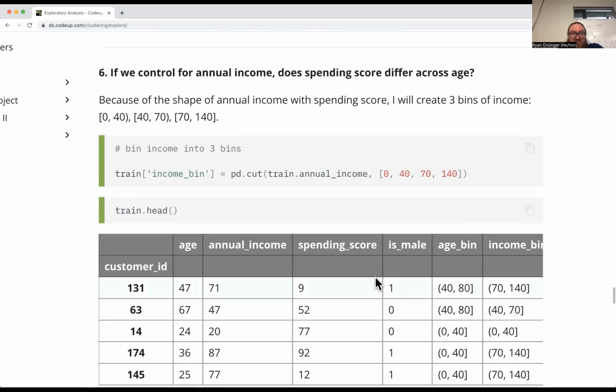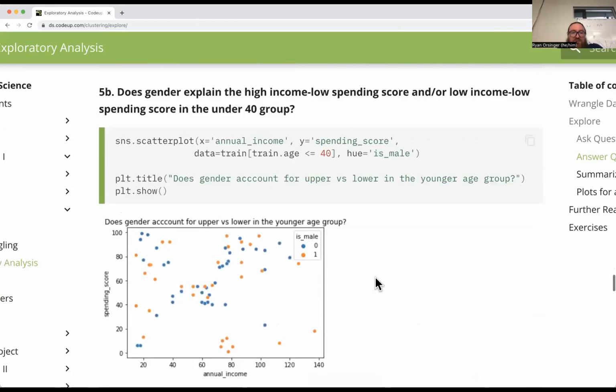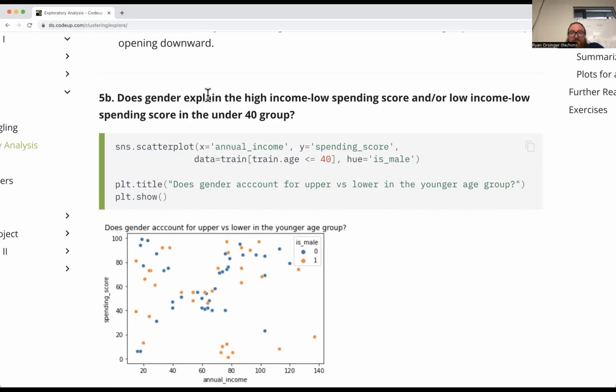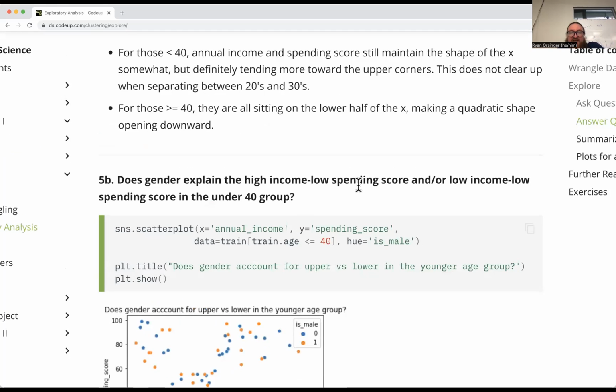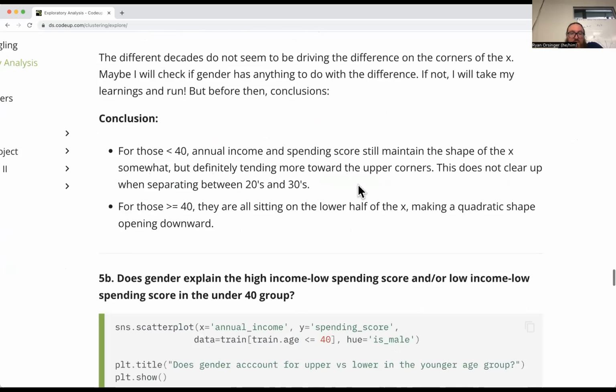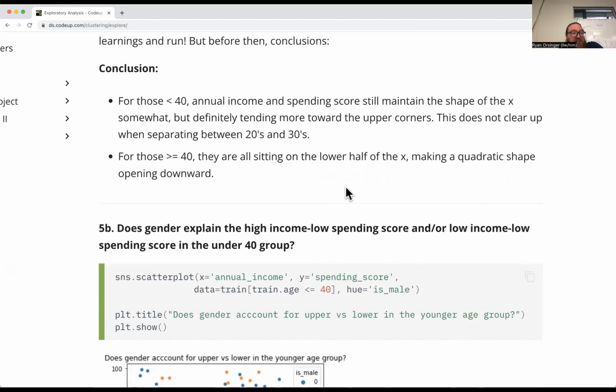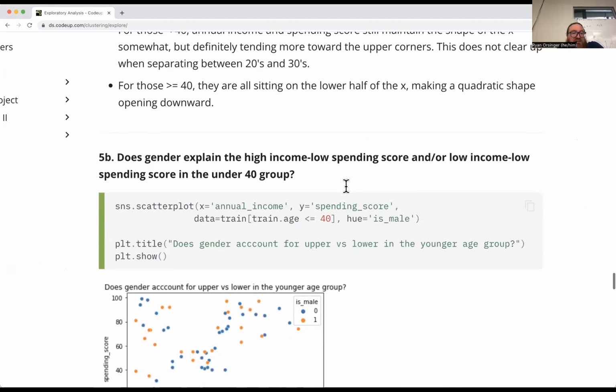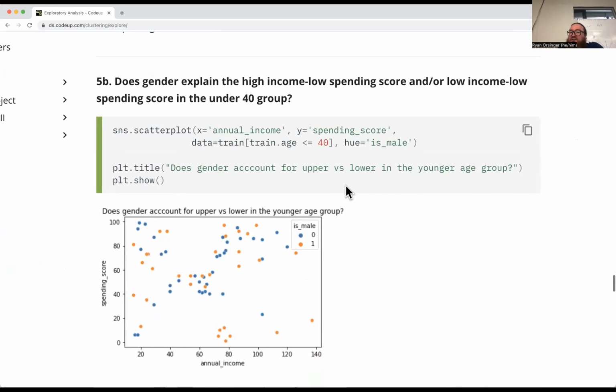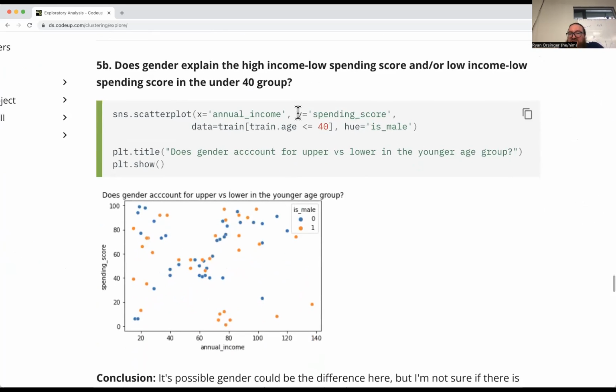Let's see, 1, 2, okay, cool. So we've got some high income, low spenders. This is what we found, and we've got some low income, low spenders. How does gender play into this? So this next scatter plot is income by spending score. So we have our general X again, and our data is folks under 40, and I'm breaking out the hue, like is male or not, right?